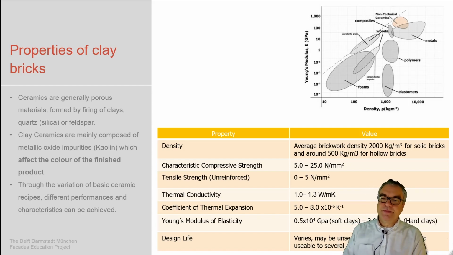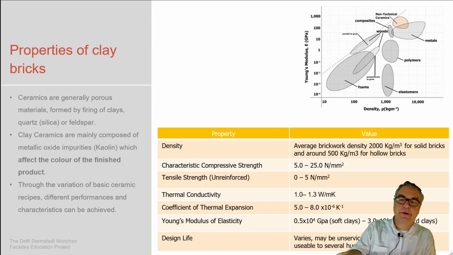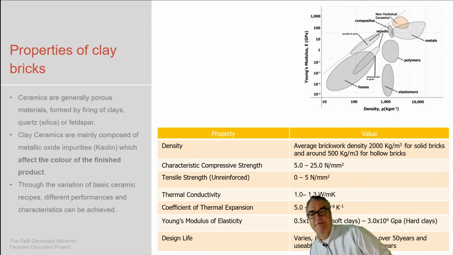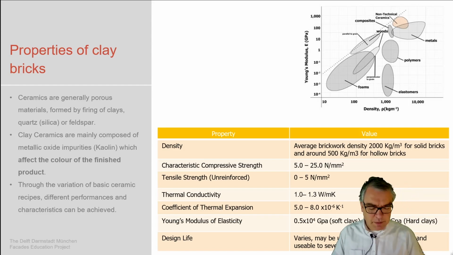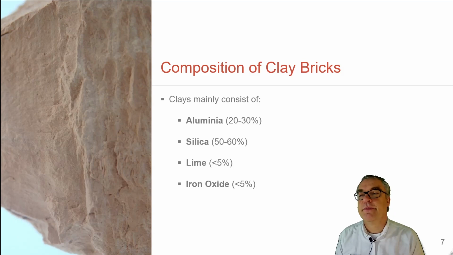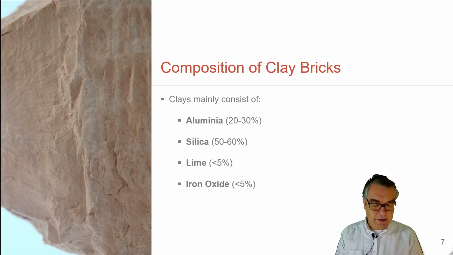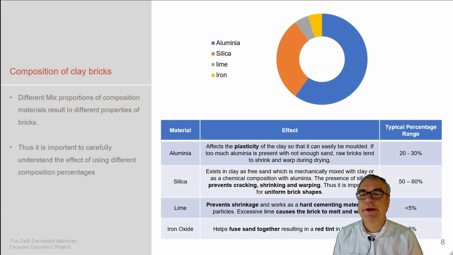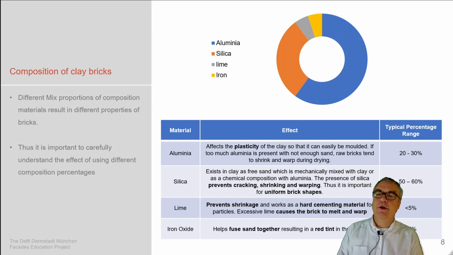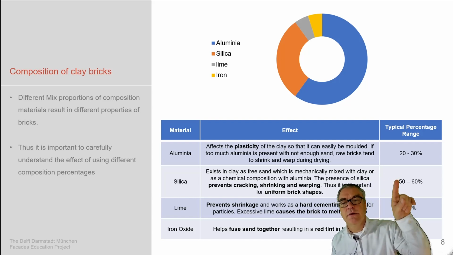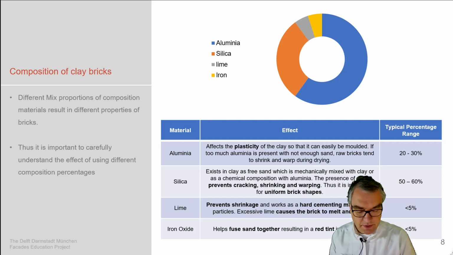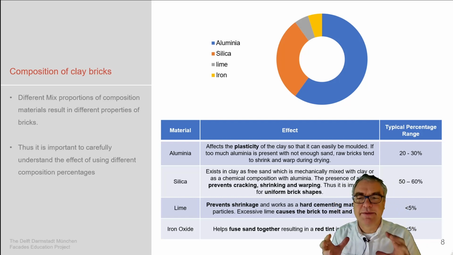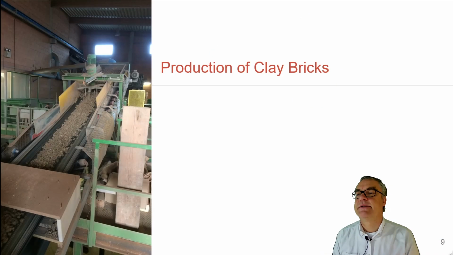Design life, maybe also something which is interesting. It's up to 50 years. Now, we know brick buildings being a lot older than 50 years, so it's a very durable material which can last a very long time. The main ingredients to create clay bricks are mainly alumina and silica. Silica sand, the largest part, and some lime and some iron oxide to compact the material.